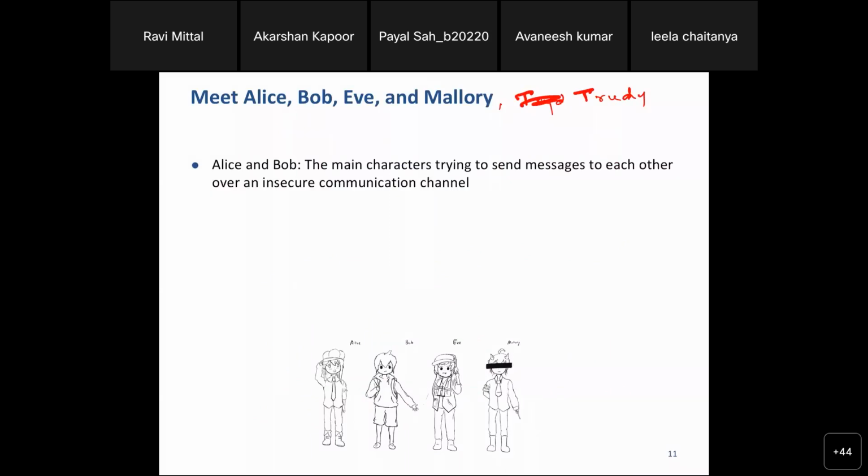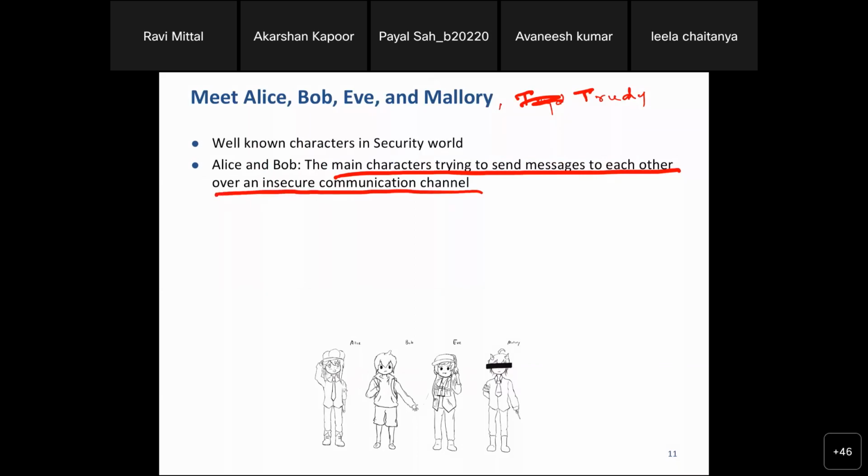Alice and Bob are the main characters trying to send messages to each other over an insecure communication channel. We say insecure where a message can be read by anybody, or it can also be changed by anybody. We assume that, and the internet is one such communication medium, where whatever you send can be seen by those in between, because all your messages pass through a router. I'm talking about plain IP. When you create an IP message, whatever you put in the packet is visible to all routers in between. It can also be changed by some router if they want to.